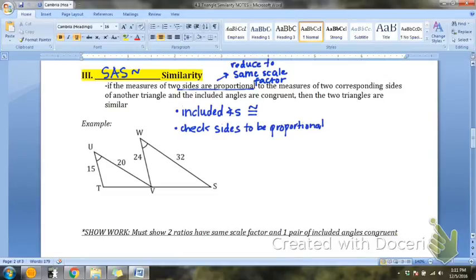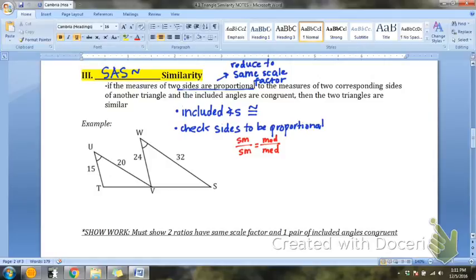Which means we're going to set up the small side over the small side, the medium side over the medium side. And is there a symbol you can use for proportional? Like how you use it for congruent? Yeah, I don't know that there's a proportional symbol unless you want to just put prop. I don't think that there's a symbol for proportional.